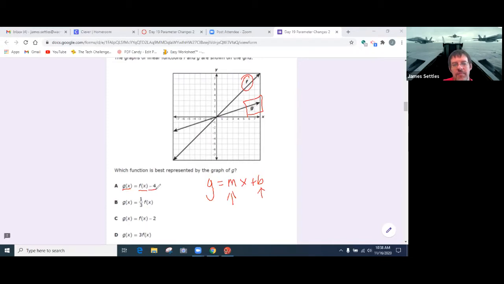Well, A means it would cross at -4. Well, that's not true. C means that it would cross at -2. Well, that's not true. So to me, the y-intercept on these is kind of the easy thing. Now, this right here is the tough part, okay? This is just really tough.